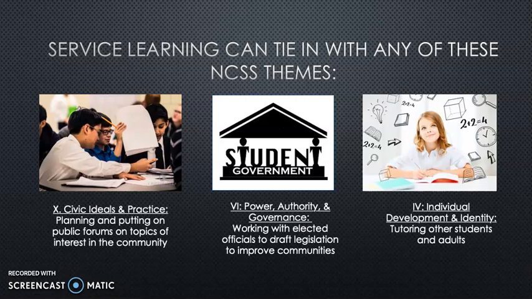So for this project, I chose to focus on 3 of the NCSS themes that we have discussed throughout our course. The first is civic ideals in practice. One example of this would be planning and putting on public forums on topics of interest in the community, which we will later discuss. I also chose power, authority, and governance, which is working with elected officials to draft legislation to improve communities. I will be telling you all a story about a couple of BELT students who have done this year. My last is individual development and identity, which is tutoring other students and adults.